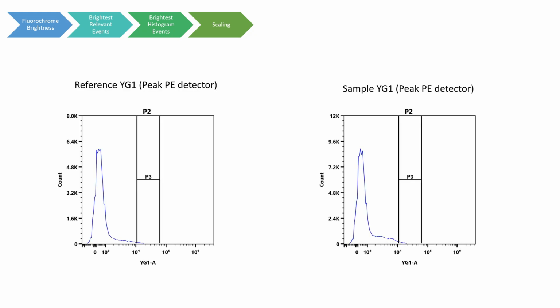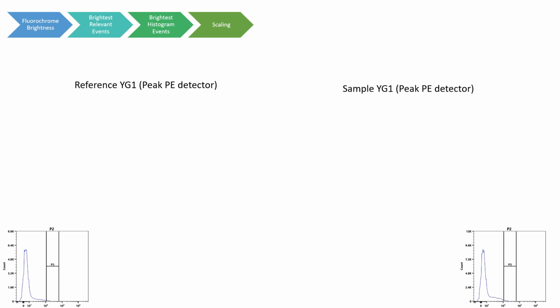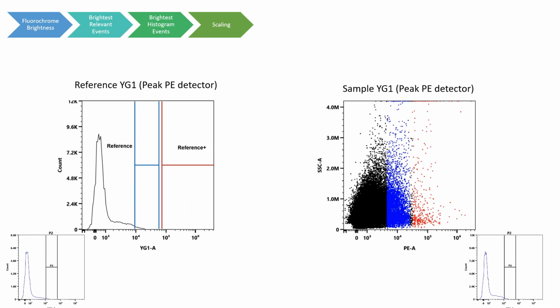It is recommended to use a dot plot to discover the brightest events. So let's check the raw data from the previous scaling issue. So here is the histogram of my reference, and here is the histogram of my sample. They appear to be as bright as one another. However, if I open a dot plot of yellow-green 1 with side scatter, you can see the blue dots are all included in the reference brightness gate that I set. But the red dots are brighter than the reference gate that I set, and very rare, so they don't show up in the histogram.